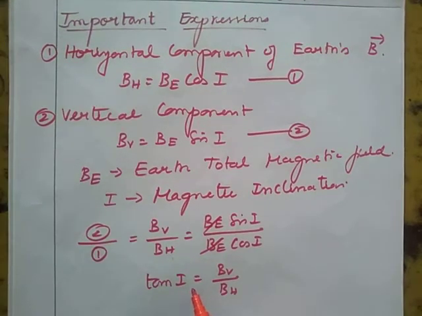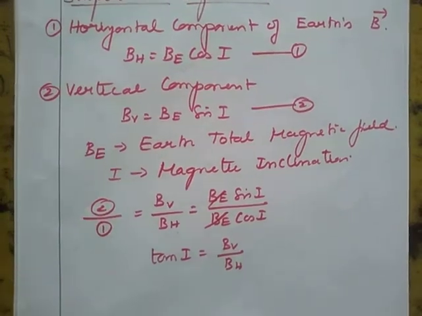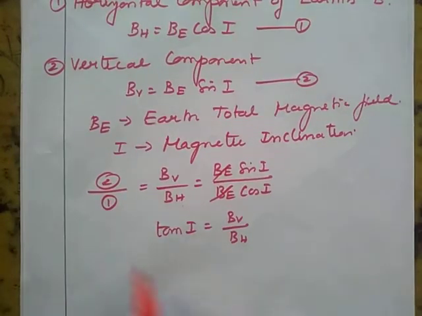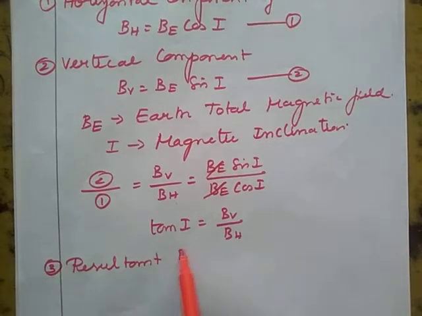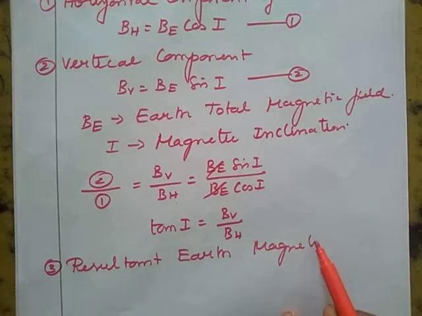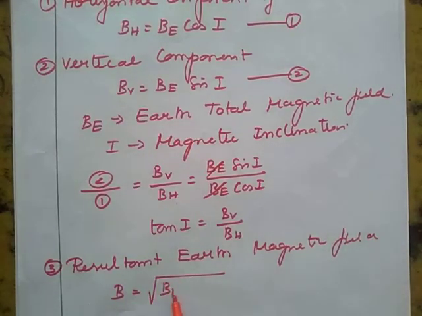Using this expression we can find the angle of inclination. Okay, then the resultant earth's magnetic field can be stated as B or BE, that is equal to root of BH square plus BV square.